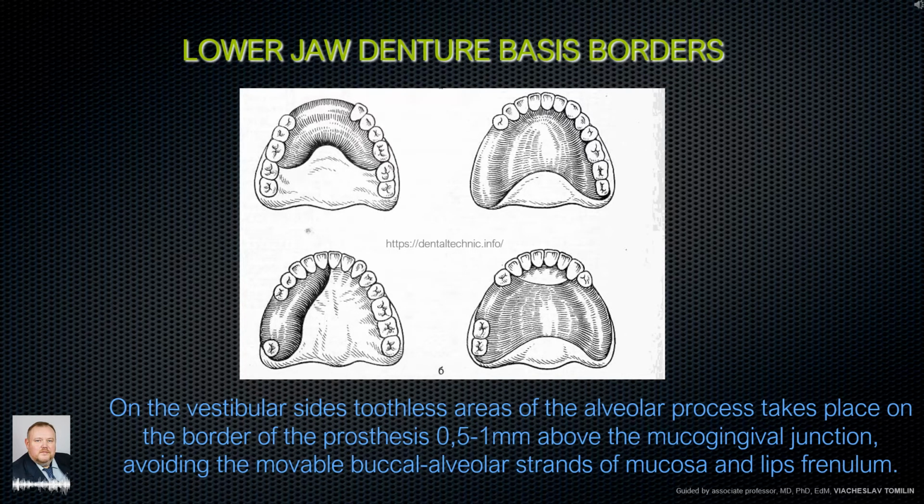On the vestibular sides, toothless areas of the alveolar process, the border of the prosthesis takes place 0.5 to 1 mm above the mucogingival junction, avoiding the movable buccal alveolar strands of mucosa and lips frenulum. Denture base overlaps the posterior teeth to 2/3 of the height of their crowns, which prevents immersion into the underlying tissues and delamination. The gingival margin in the cervical area of natural teeth helps to stabilize the prosthesis and transfer pressure to the teeth.